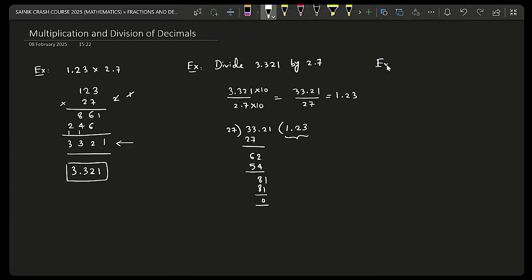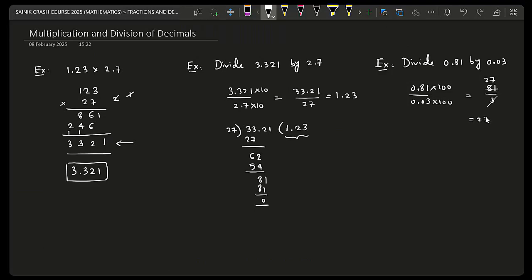Sometimes the division becomes very simple by removing the decimal places. For example, divide 0.81 by 0.03. Now you can write it in fractional form also. 0.81 divided by 0.03. How many decimal places are there in this? 2. How many decimal places are there in this? 2. So to remove the 2 decimal places, we can simply multiply by 100 in both numerator and denominator. The decimal point will move right 2 places in both. It will become 81 divided by 3. So 3 into 27 is 81. So the answer will be 27.